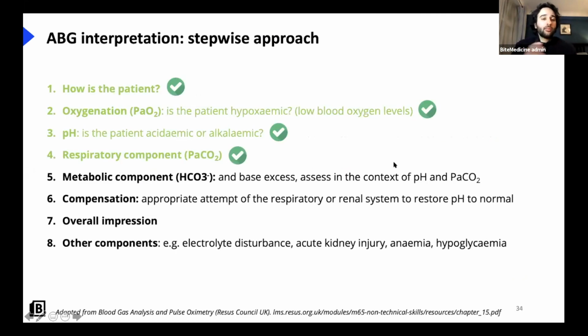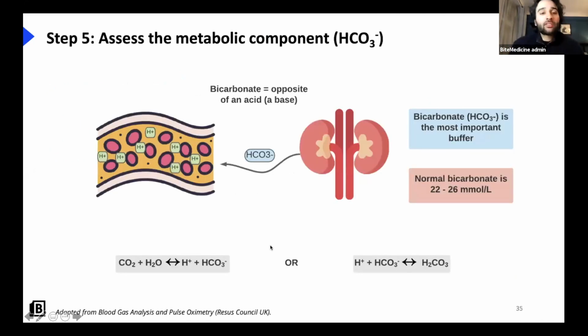So let's move on to our metabolic component. We're going to be looking at bicarbonate. We're going to be looking at base excess. This is where things can get a little bit more tricky, but do not worry. We will try and make things simple. So as I mentioned earlier, the bicarbonate is a reflection of your renal or metabolic component or contribution to the control of your pH. Always look at it in the context of your pH and your PaCO2 as well.